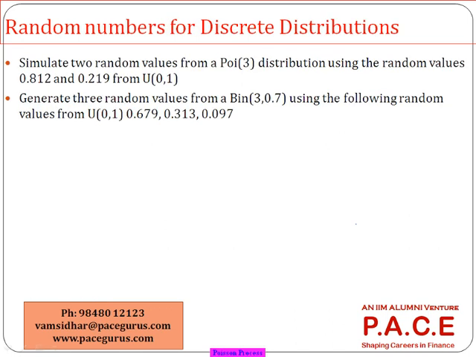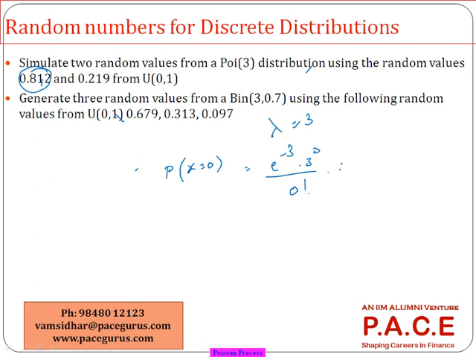Same thing you can do in case of discrete distributions also, like Poisson distribution. He is saying simulate two random values for a Poisson 3 distribution, which means lambda equal to 3, using the random numbers 0.812. See, if I am talking about Poisson 3 distribution, what are my values? P of x equal to 0 is e power minus 3 into 3 power 0 by 0 factorial.